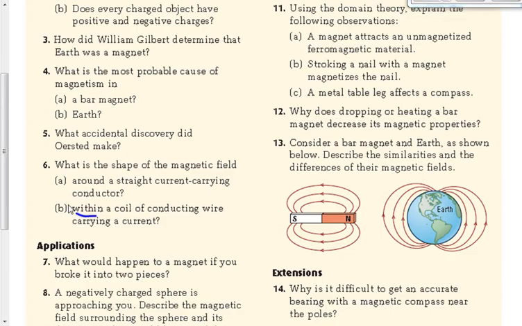They're saying within. So within means inside. Inside that current-carrying conductor, we don't even know which way the current's going right now, so I don't even care about the direction. What's the shape of it? It's a straight line. Inside, it's a straight line, either pointing towards the right or pointing towards the left, right? Points toward whichever end is the North Pole and away from whichever end is the South Pole.